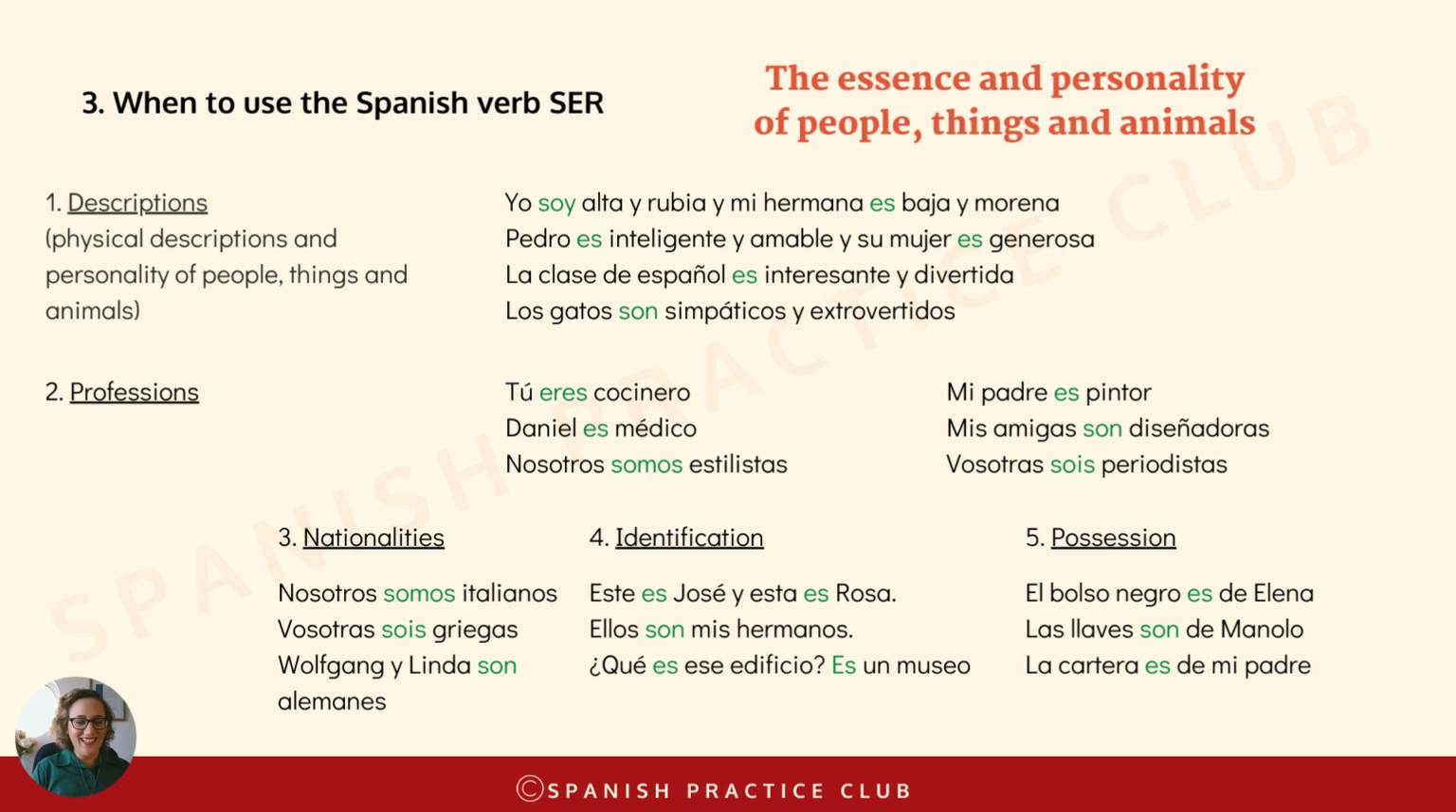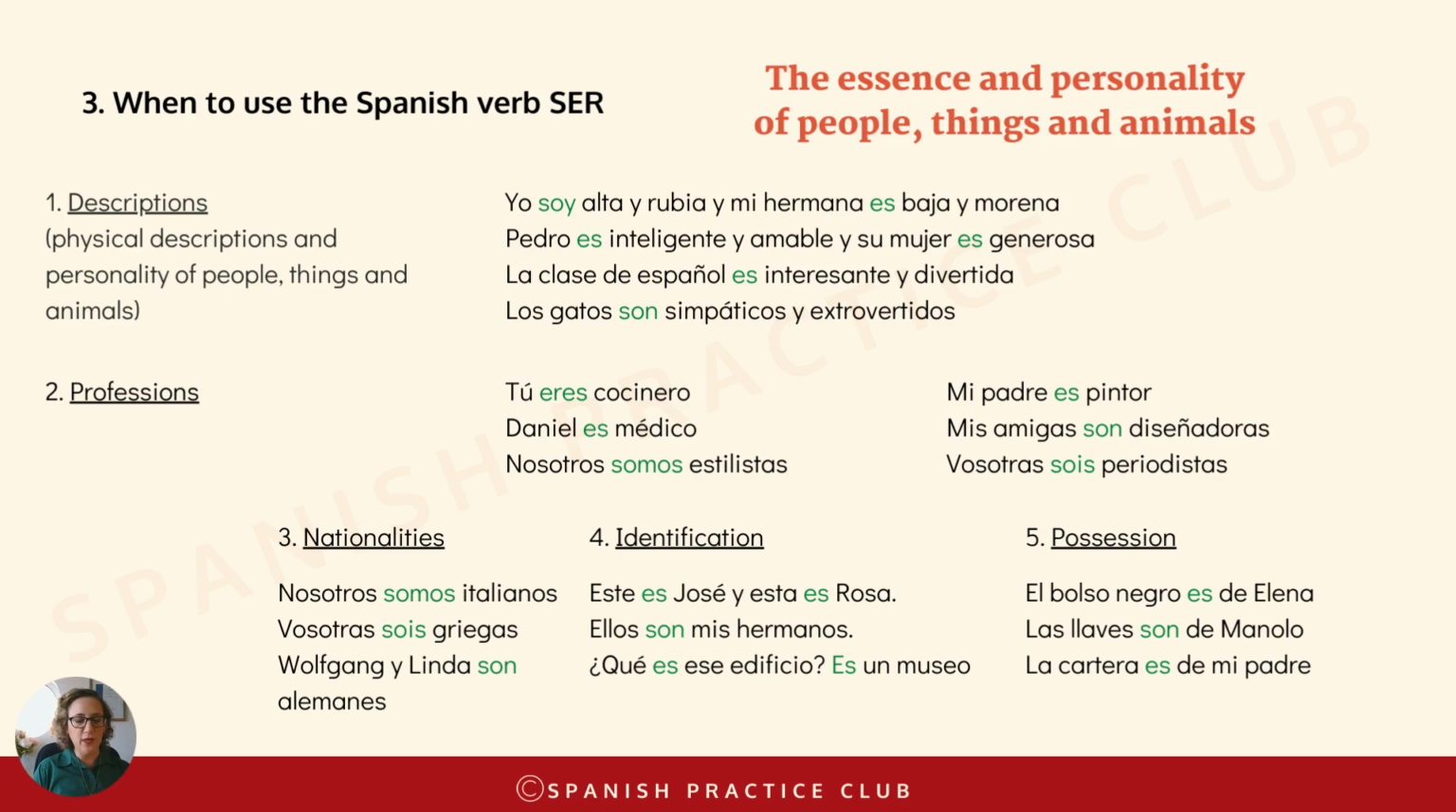Next one. La clase de español es interesante y divertida. Los gatos son simpáticos y extrovertidos. Use number 2 of the verb ser is for professions. Tú eres cocinero. Daniel es médico. Nosotros somos estilistas. Mi padre es pintor. Mis amigas son diseñadoras. Vosotras sois periodistas.